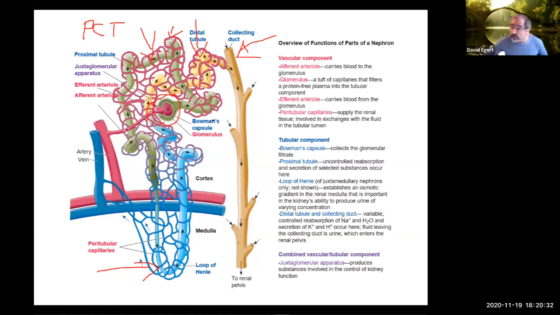The collecting duct, which more than one nephron can go into. But the important thing about the collecting duct is that it's going down through that high osmolarity area.